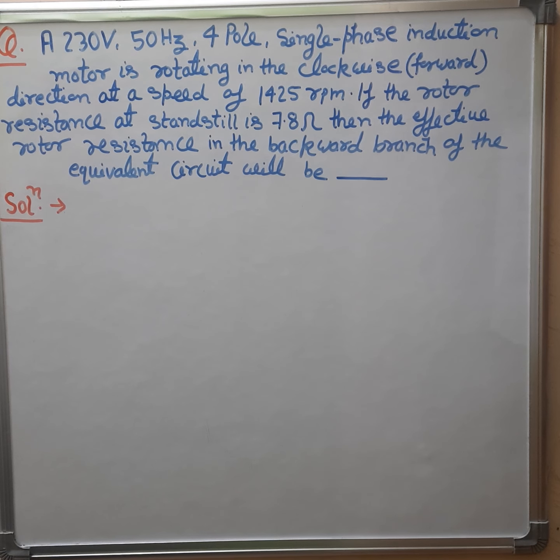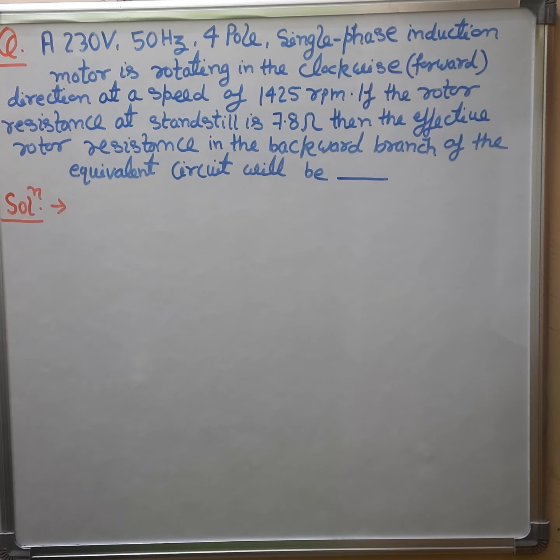Question: A 230 volt 50 Hz 4-pole single phase induction motor is rotating in the clockwise direction at a speed of 1425 rpm. If the rotor resistance at standstill is 7.8 ohm, then the effective rotor resistance in the backward branch of the equivalent circuit will be.